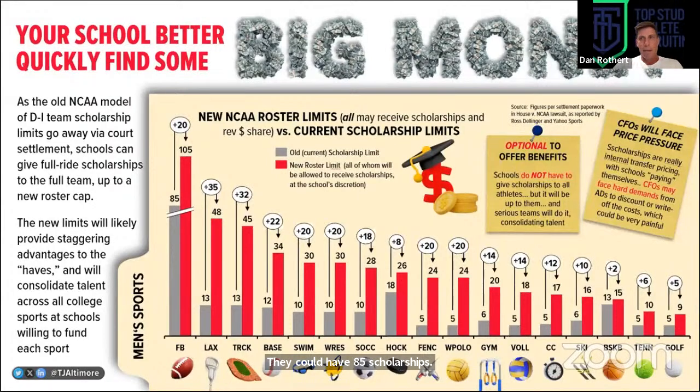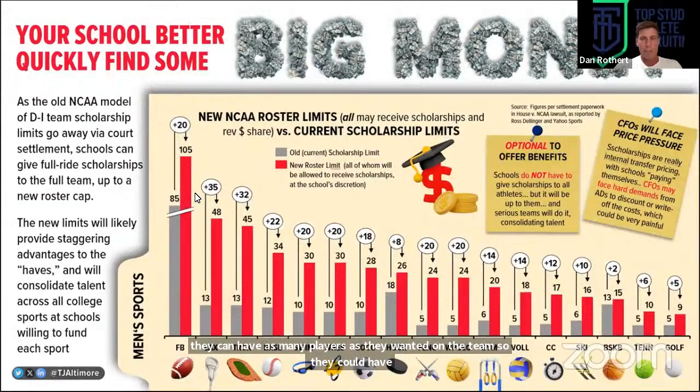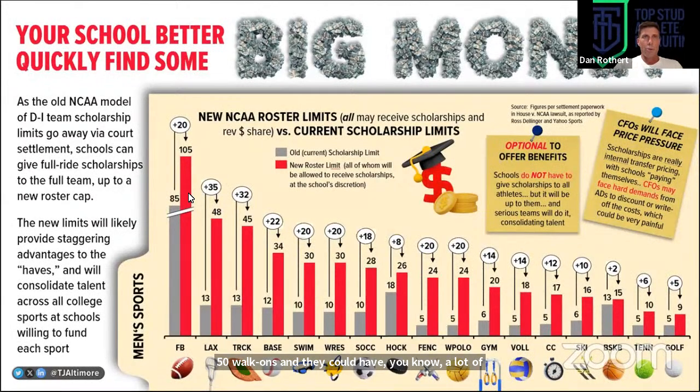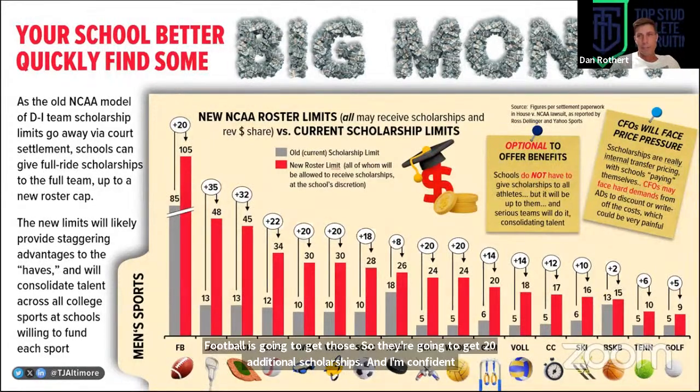So they could have 50 walk-ons, and a lot of players that might develop into something later on. Well, the new rule says they can have 105 players. That's the roster limit, but they can also have 105 scholarships. Guess what? Football is going to get those. So they're going to get 20 additional scholarships, and I'm confident every football team in Division I is going to add them. Well, that's money. That's less revenue that they're going to get.